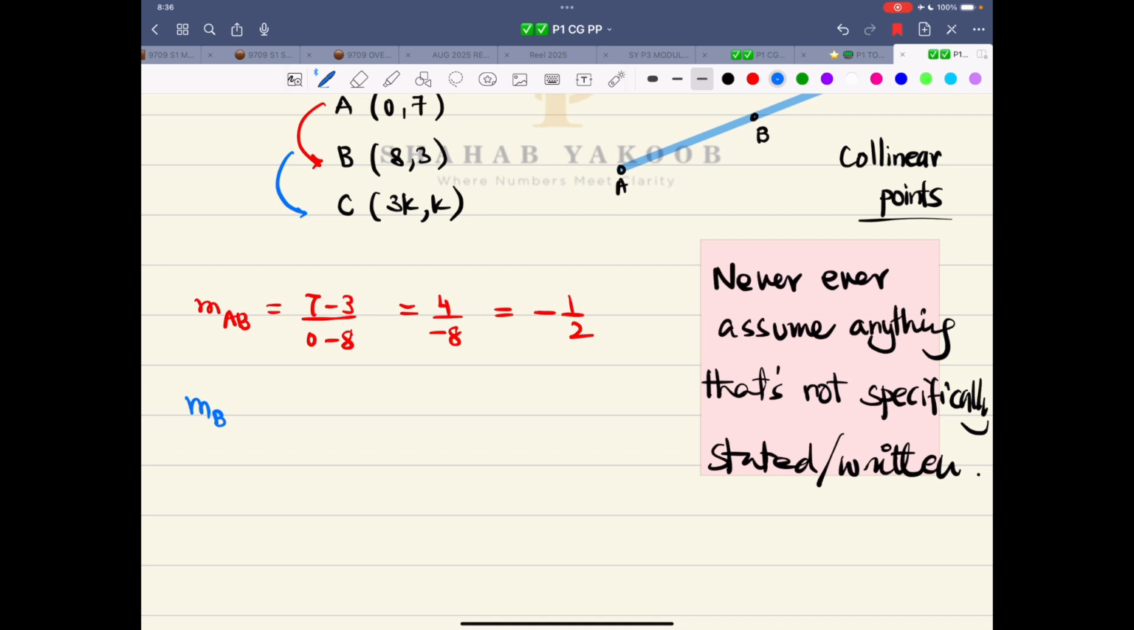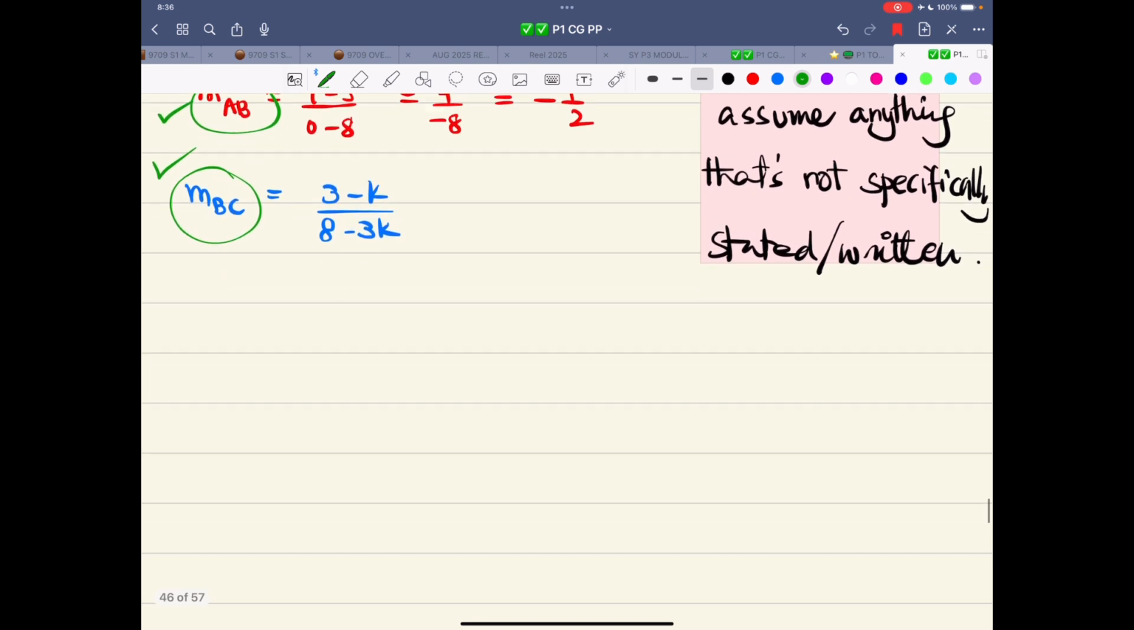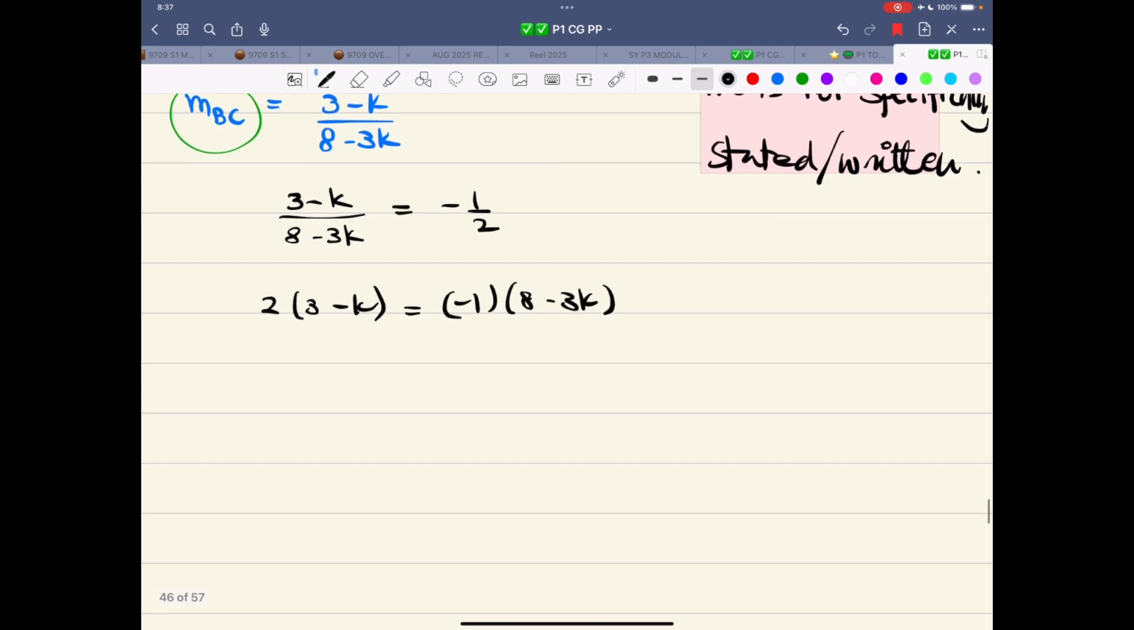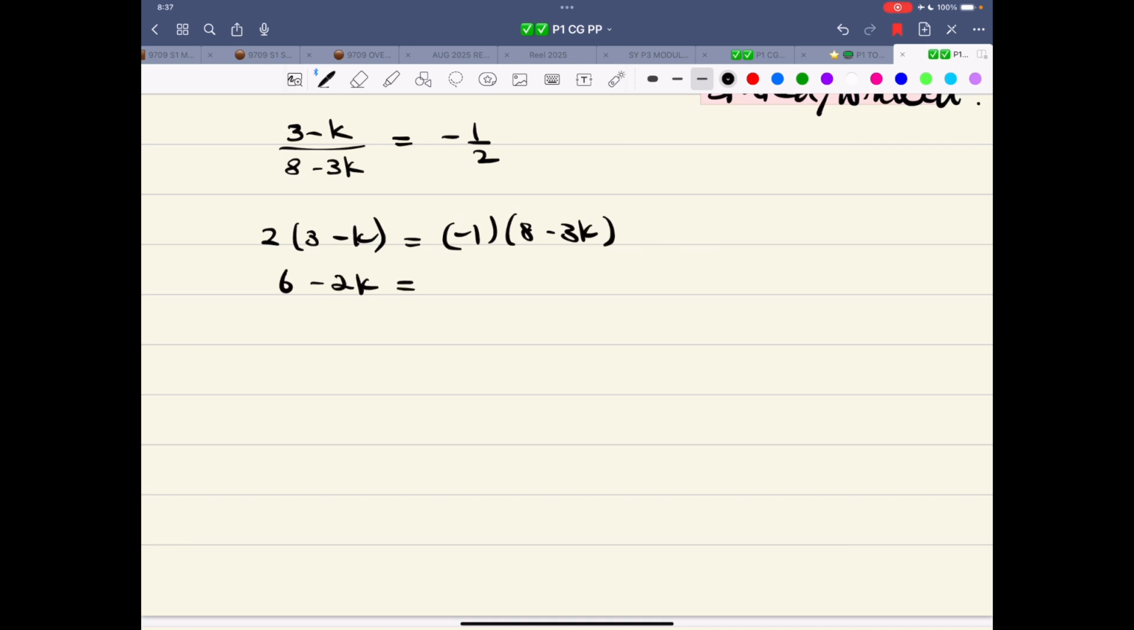So gradient of BC, that is 3 minus k over 8 minus 3k. I cannot simplify it any further. Therefore, this gradient and this gradient should be the same. So therefore, 3 minus k over 8 minus 3k equals negative half. Cross multiply. 2 times 3 minus k, that is negative 1 multiplying with 8 minus 3k. And this is 6 minus 2k, that is negative 8 plus 3k. Take 3k to the other side, negative 5k is negative 14. Therefore, k comes out to be 14 over 5.